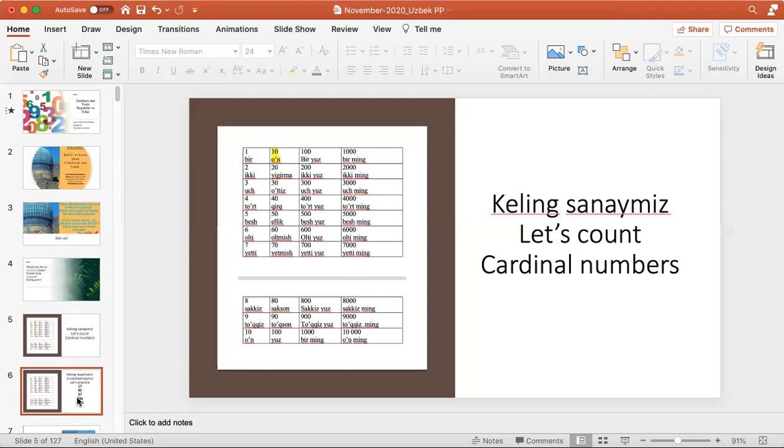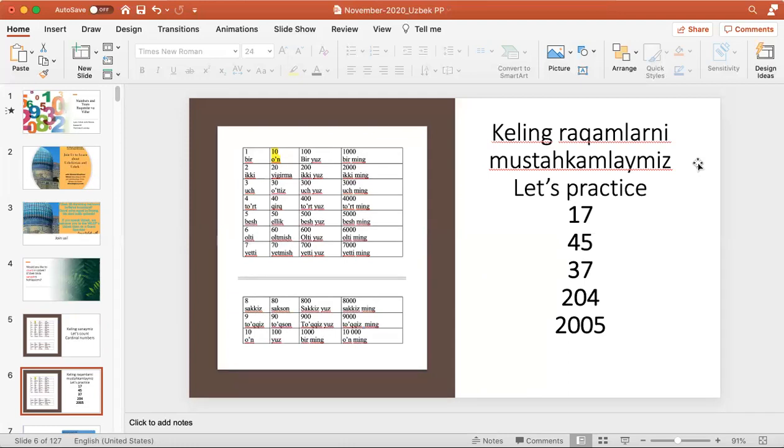Let's practice. Keling, raqamlarni mustahkamlaymiz. For example, if I wanted to say 17, I would highlight with yellow on, right? On yette here. Can you see that? On yette. Let's look for 45. Where's our 40? 40. 45. You see how it's helpful to use the table? Please feel free to screenshot, print it, and practice.